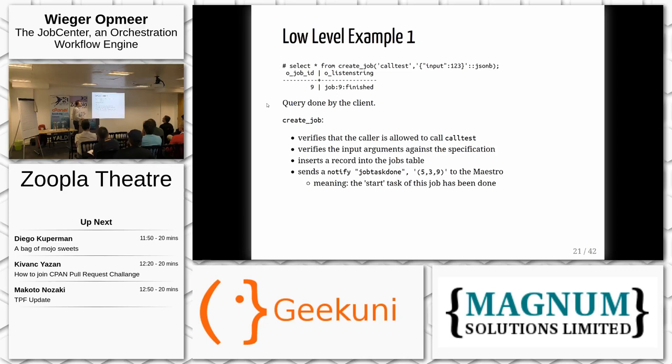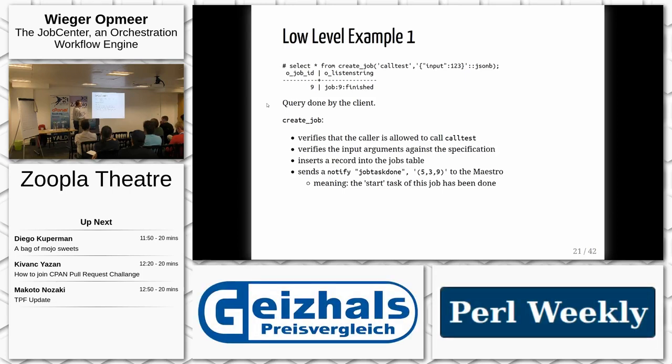Low-level example. I think this is something you could type on your command line. Select star from create job, the call test workflow that we saw earlier, with an input as JSONB type. And then what you get back is a job ID and something called a listen string, which is the pub/sub channel you would need to listen on at the Postgres level to see that your job has finished.